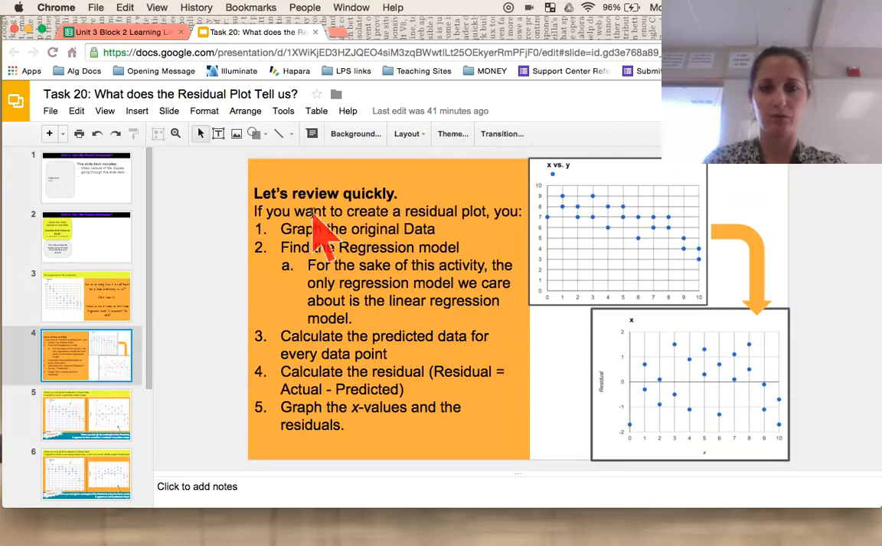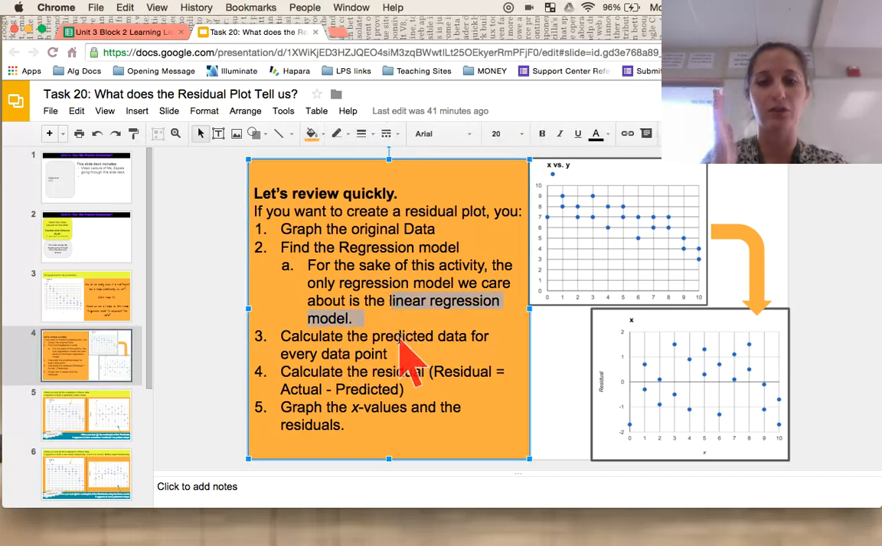So a quick review. If you want to create a residual plot, you first graph the original data. You then find the regression model. Specifically, for the sake of this activity, we're doing a linear regression model. Then using the linear regression model, you calculate each of the predicted data points. And then you calculate the residual for each data point. So what actually happened minus the prediction of what might happen. You then graph the x values and the residuals, which look something like this.